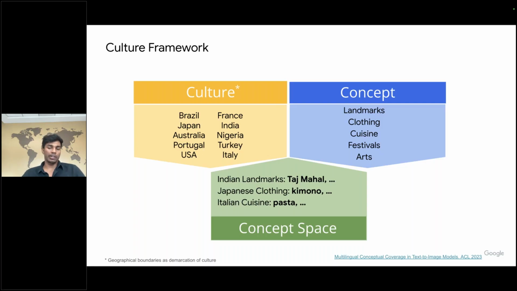Then we look at a few concepts, and these are one lens that you can view culture from, like landmarks, clothing, cuisine. These are unique to the different geographies, different cultures. Once we have a culture and a concept, we want to build the concept space for this culture-concept combination. When you look at Indian landmarks, you want an exhaustive list, or at least to some extent exhaustive, of all possible Indian landmarks. Likewise, we want to build the concept space of all the possible Italian dishes, like pasta, pizza. So you want a good concept space.